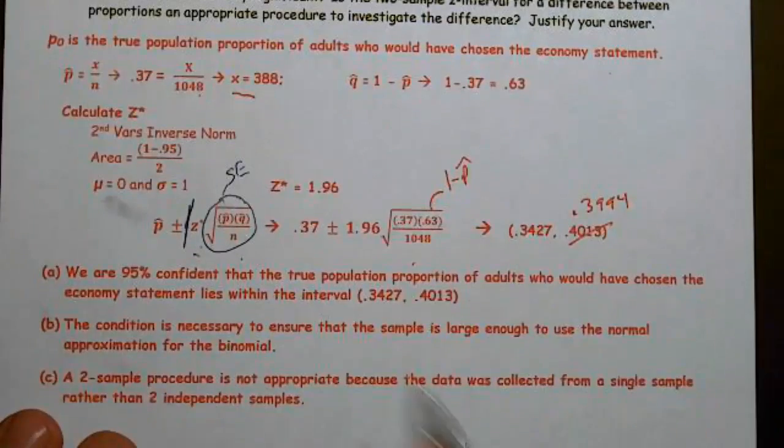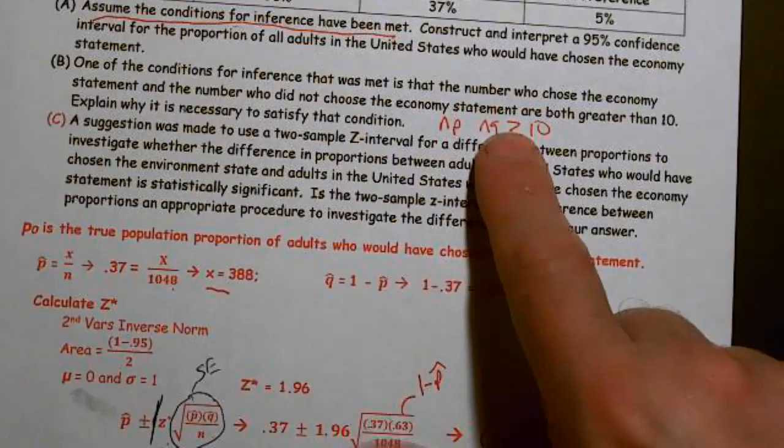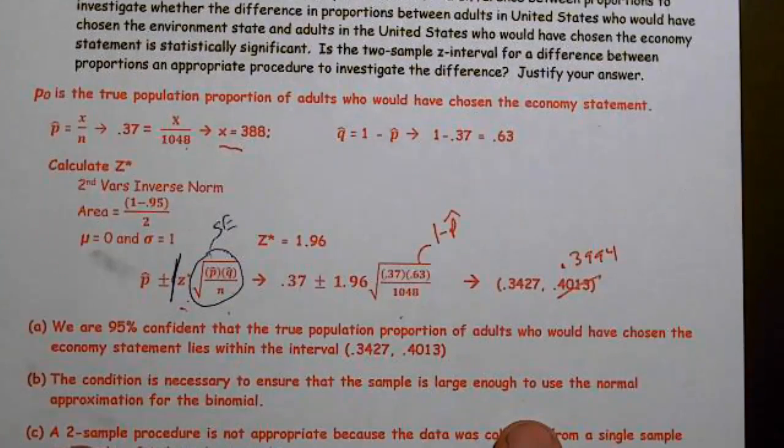The condition is necessary to ensure that the sample is large enough to use the normal approximation for the binomial. Because remember, technically when we're working with percents or proportions, we're really working with a binomial. But if our sample size is large enough, np and nq greater than 10, we can use the normal approximation.